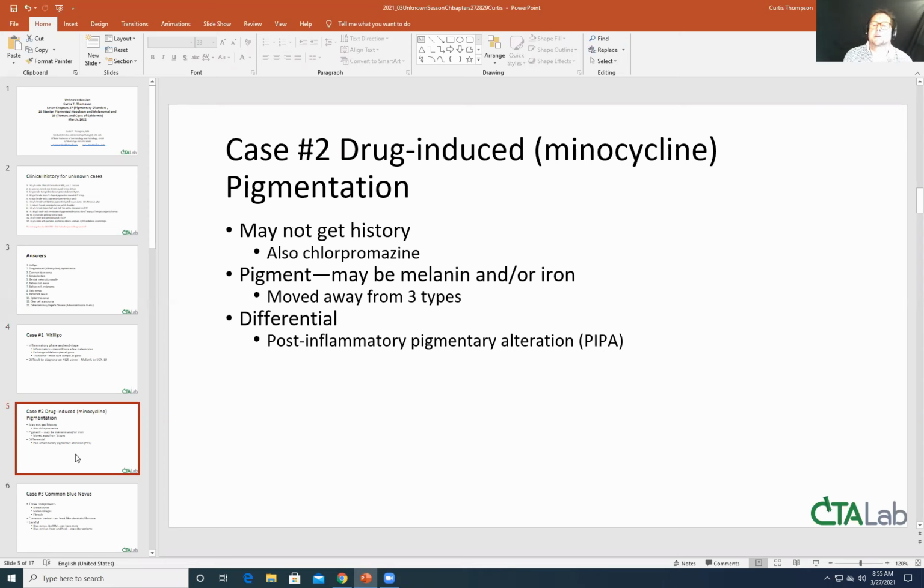And there was an old concept that we had 3 types of minocycline pigmentation: all melanin, all iron and then a mixture. We've kind of moved away from that, but you just need to know that you might only see one or the other in this entity. Differential, post-inflammatory pigmentary alteration is probably the biggest one.